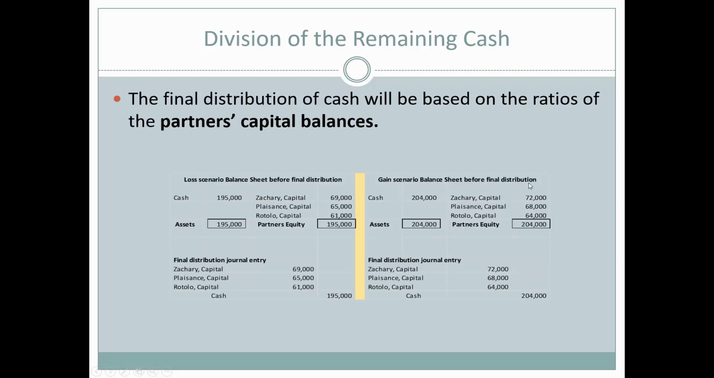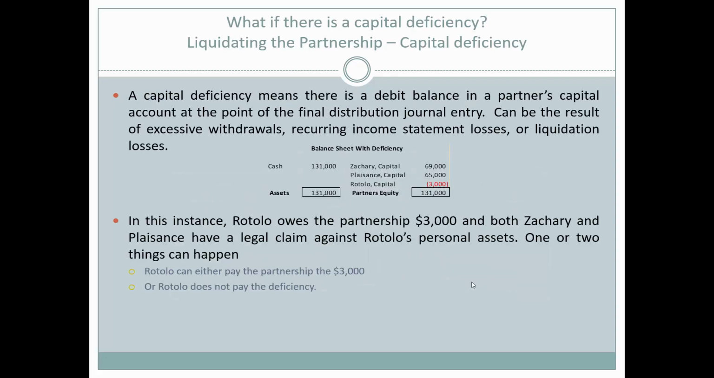Here we have the gain scenario, and in that previous page that we saw earlier, the cash that we had with the gain was $204,000, and we look at each one of the partners' equity, and we see each one of their capital balances total to $204,000. So we are going to credit cash and distribute the capital to each one of the partners. Now, what happens if there is a capital deficiency?